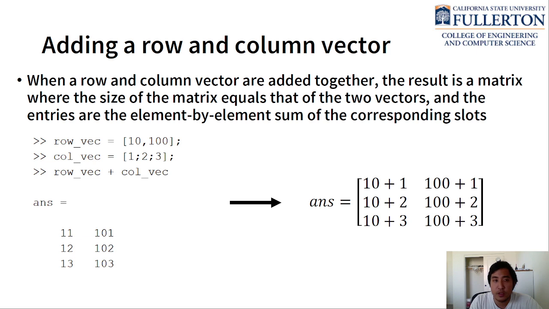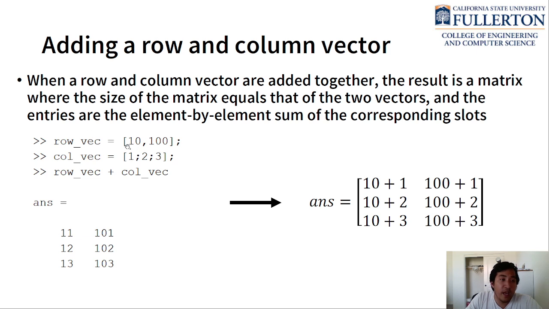Whenever you see this error, it's probably because you're trying to do arithmetic on variables that don't have compatible dimensions. There are some special cases, though. If you try to add together a row and a column vector, meaning a row vector is one that's completely horizontal and a column vector is one that's completely vertical, something special happens. You end up with a matrix whose size is determined by the sizes of the two vectors. In this case we have a row vector with size 2, which means our result has 2 columns, and our column vector has 3 rows, so our result is going to have 3 rows.